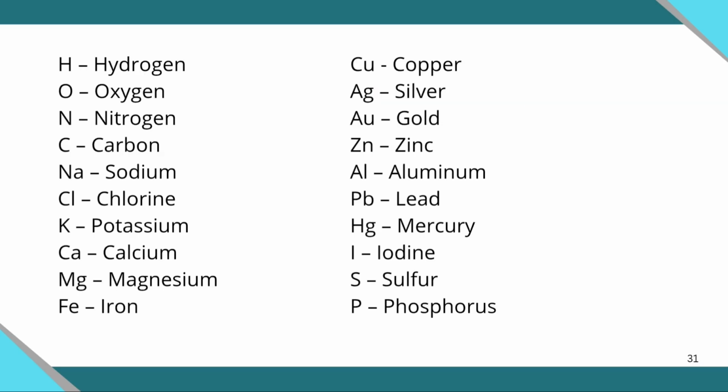Other symbols from the periodic table used in general education are H for hydrogen, O for oxygen, N for nitrogen, C for carbon, Na for sodium, Cl for chlorine, K for potassium, Ca for calcium, Mg for magnesium, Fe for iron, Cu for copper, Ag for silver, Au for gold, Zn for zinc, Al for aluminum, Pb for lead, Hg for mercury, I for iodine, S for sulfur, P for phosphorus.